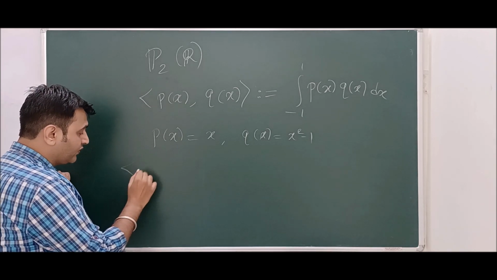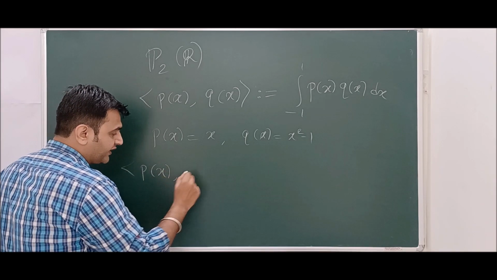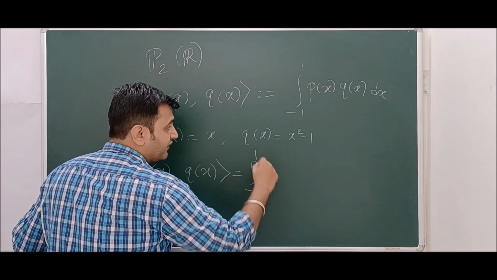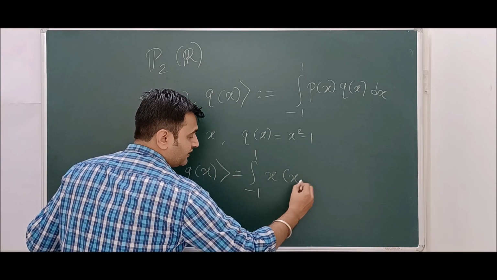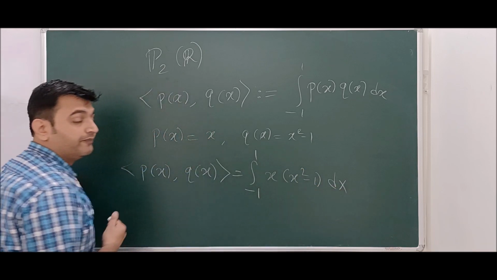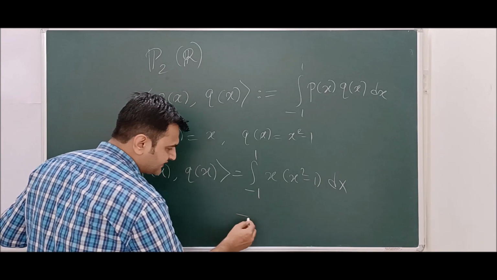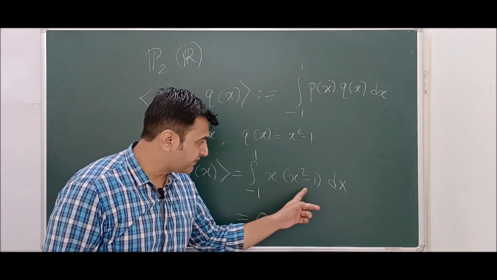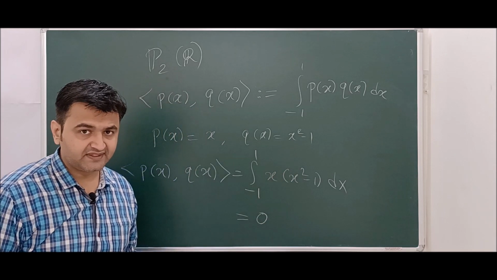So what you will do, you will find their inner product. If the inner product comes out to be 0, yes, they are orthogonal. If it comes out to be non-zero, then they are not orthogonal. And now actually one can say that the answer is 0. There is one way: you just multiply inside, integrate, and your answer will be 0.